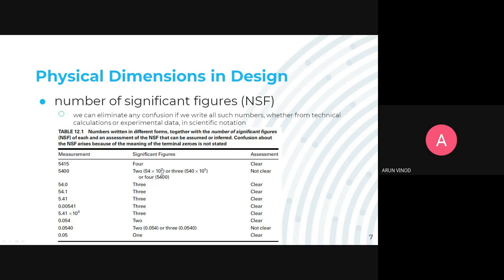54 into 10 raised to 2 means 5400, which is correct. 540 into 10 raised to 1 is also correct. Everything is fine, but the assessment is not clear. I'll tell you why. Let us take an example.